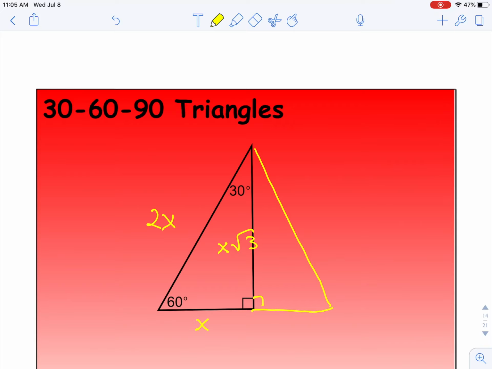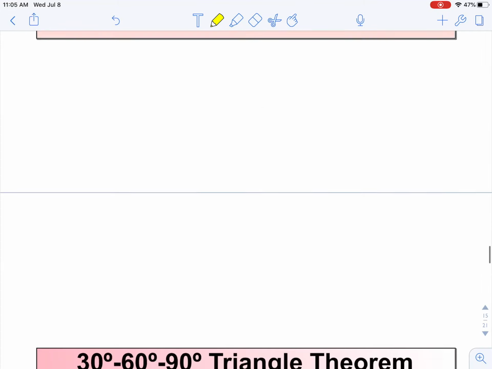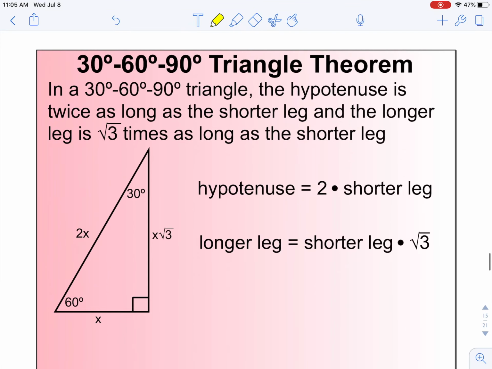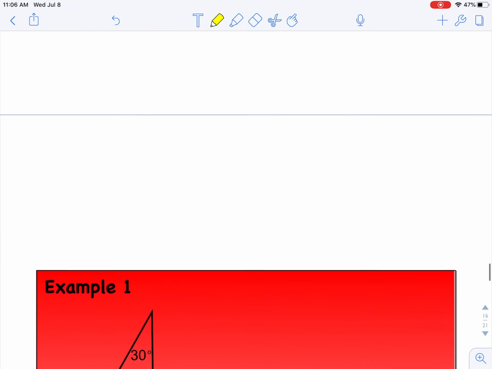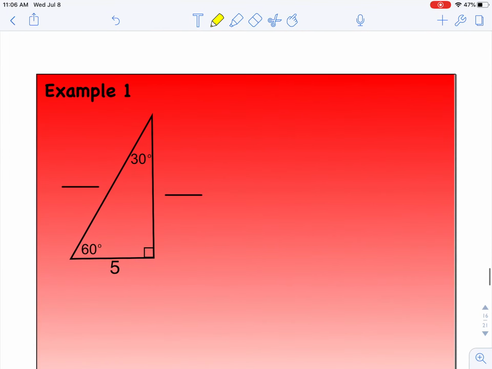We have x, and then the hypotenuse is 2x, and the longer leg is the square root of 3 times bigger than the shorter leg. So that's our 30, 60, 90 triangle theorem. It says in a 30, 60, 90 degree triangle, the hypotenuse is twice as long as the shorter leg, and the longer leg is the square root of 3 times as long as the shorter leg. So that's the relationship we're going to use now to find some missing values.